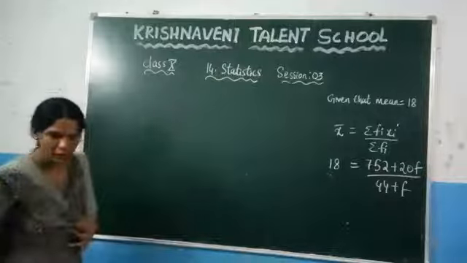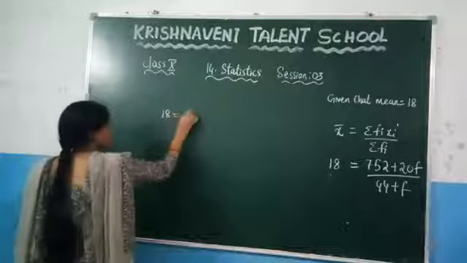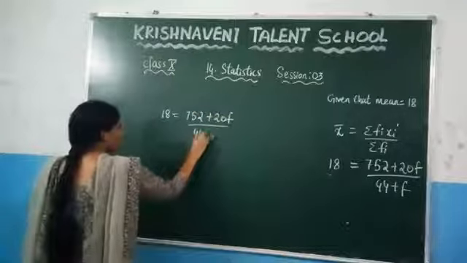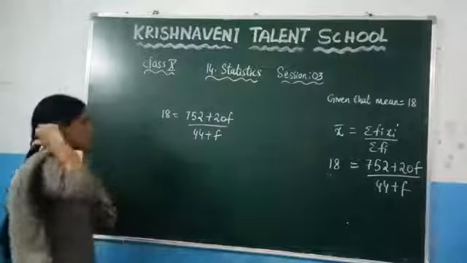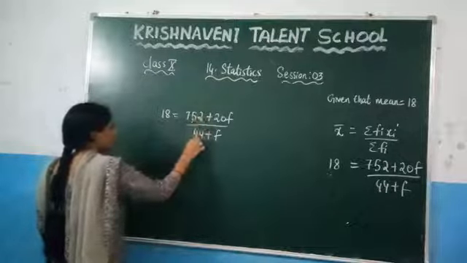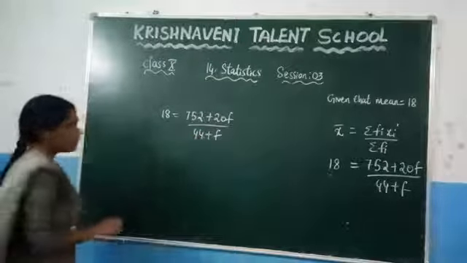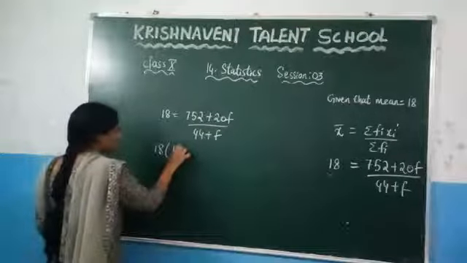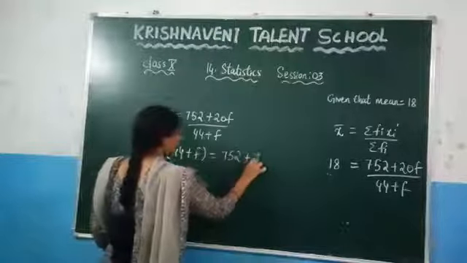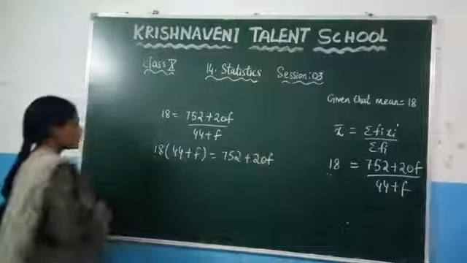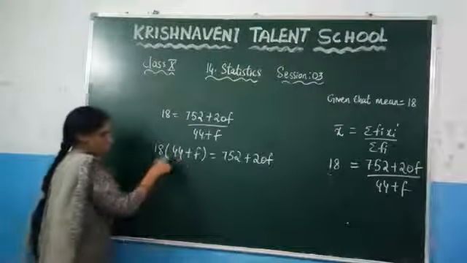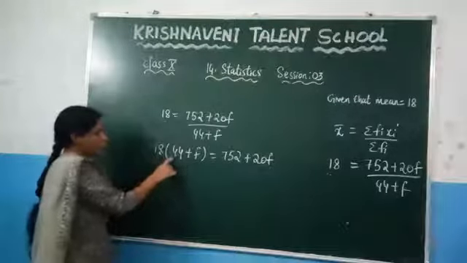So what we got here is 18 is equal to 752 plus 20f by 44 plus f. This is the equation we got. Based on this equation, you can find the value of f. Since we are dividing these two values, if you take this value to this side, it will become multiplication. You will get 18 into 44 plus f is equal to 752 plus 20f. Now what we need to do is multiply these two values here. That means 18 into 44 plus 18 into f.